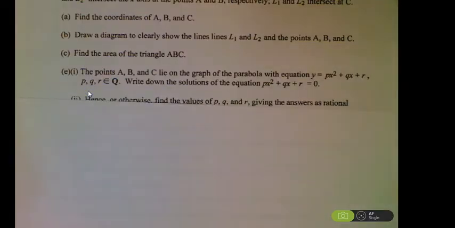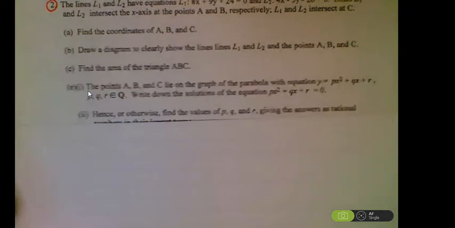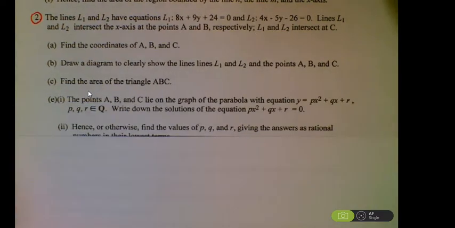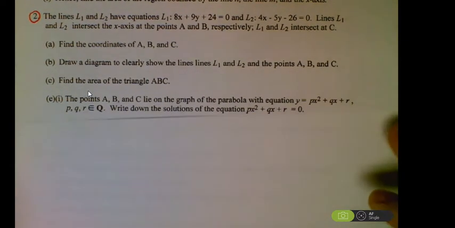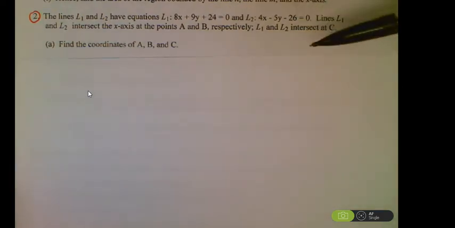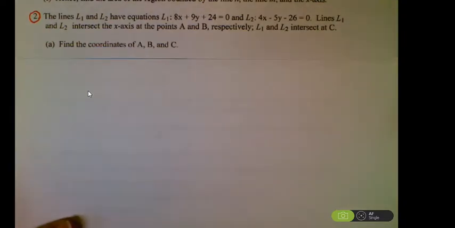All right, for worksheet B, starting off here with number 2. For chapter 2, we're given two equations of two different lines. You've got line 1 and line 2. It says they both are on the x-axis at points A and B, and then they intersect each other at point C.